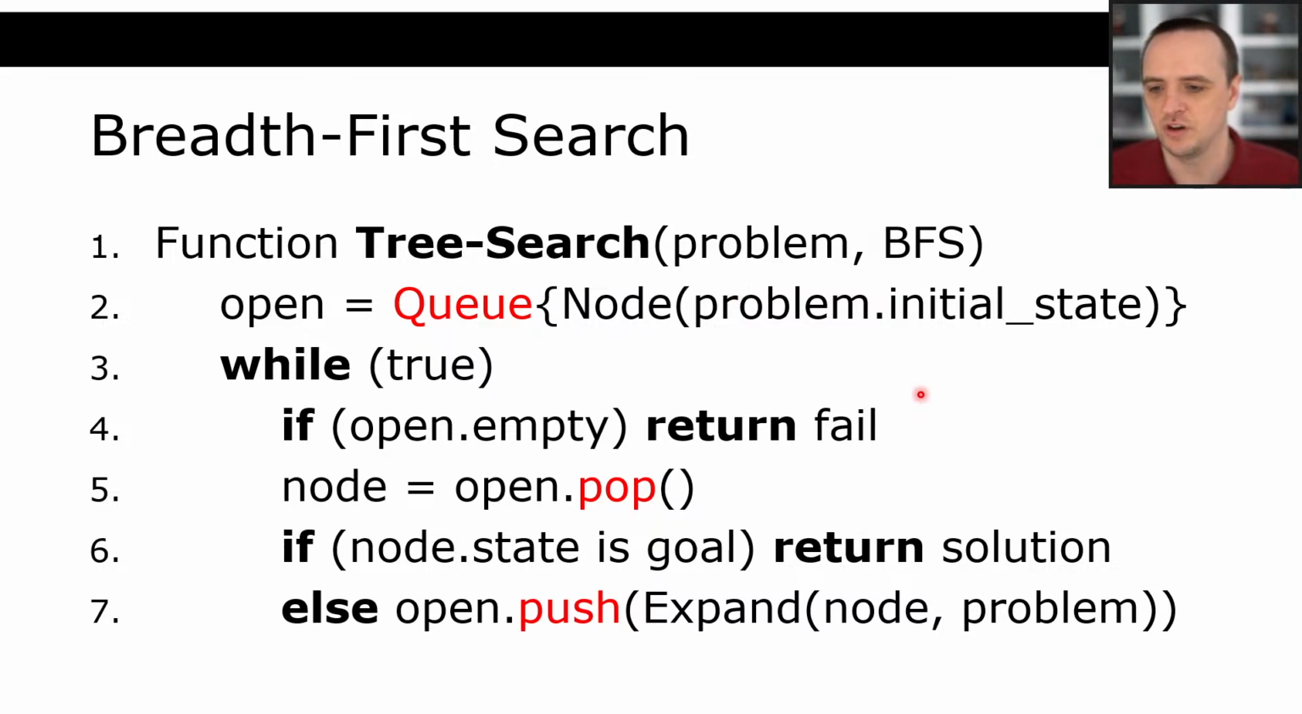All right, so again, to recap, breadth-first search is just taking that general tree search algorithm and using a queue for the open list, and when you want to get a node, you pop it from the beginning of the open list, and when you want to add, you push it to the end of the open list. So that's just a queue data structure.